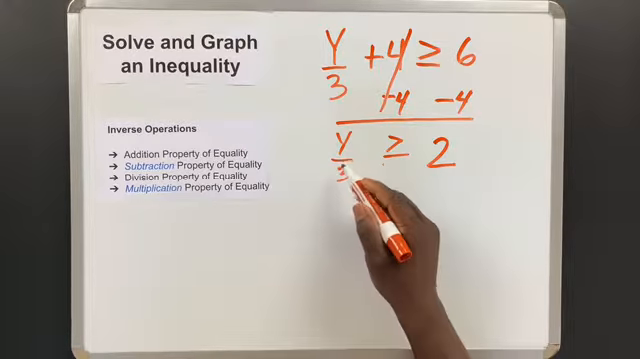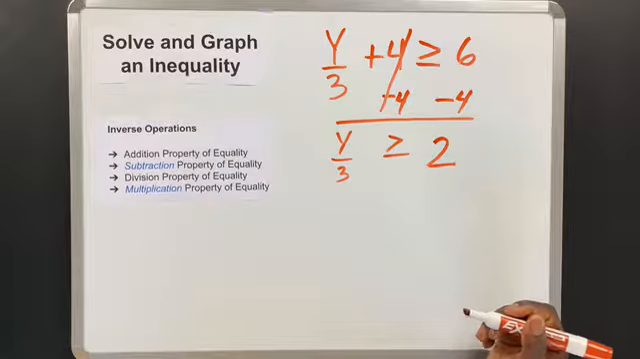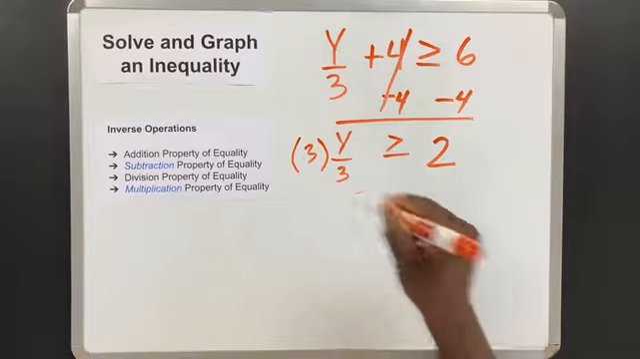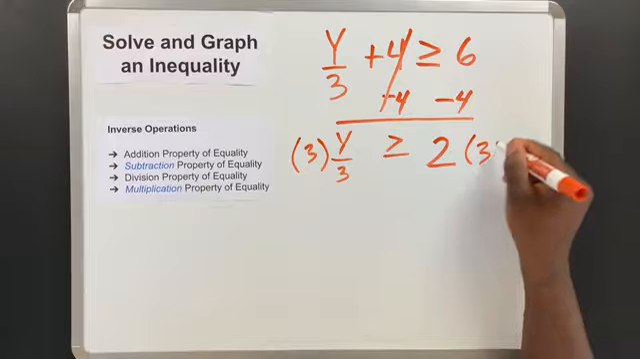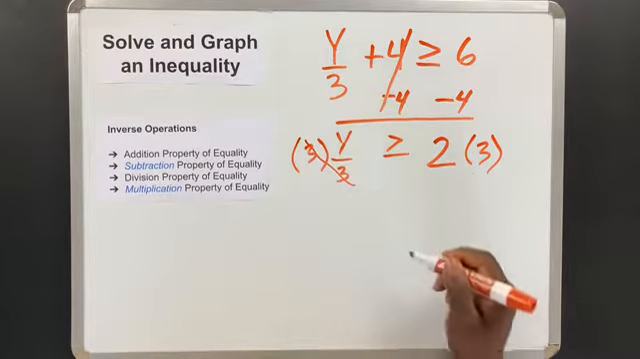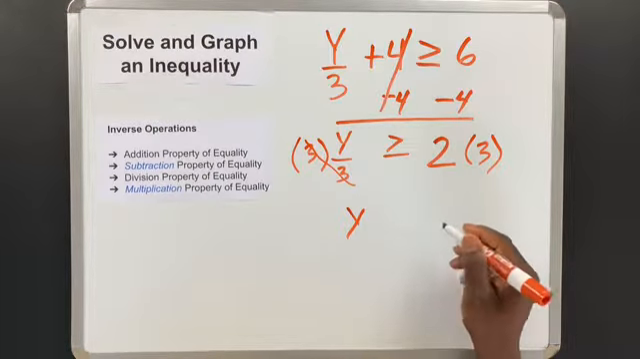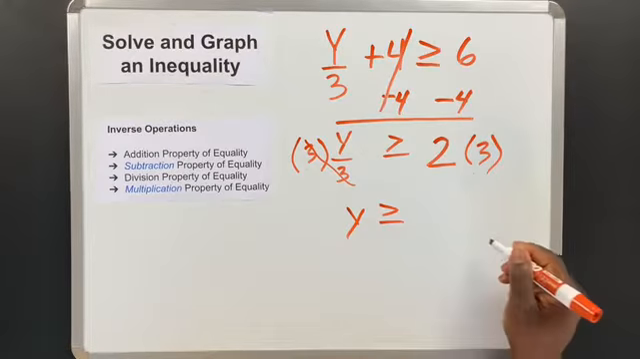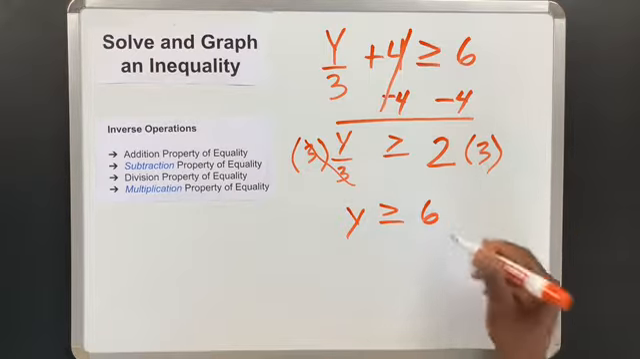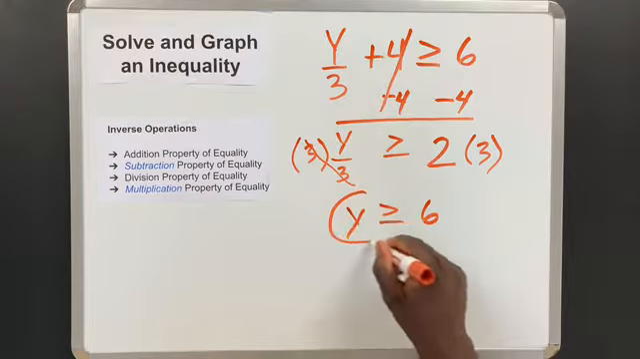Now, what's the opposite of dividing y by 3? You're right, multiplication. So we're going to multiply both sides of this inequality by 3. 3 divided by 3 is 1. Okay, we're going to bring down the y, and we'll bring down the greater than or equal to. And then we have positive 6. 2 times 3 is 6. Now, this is the solution to the inequality.